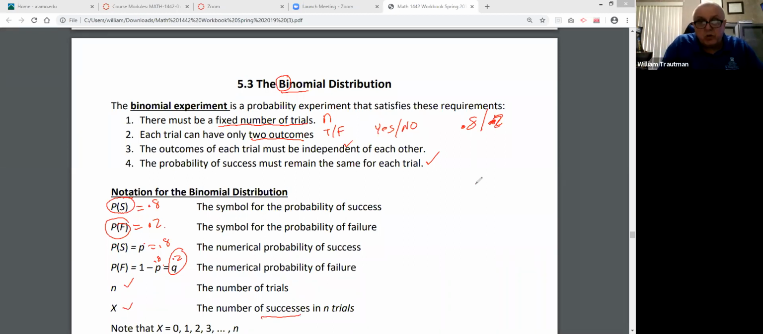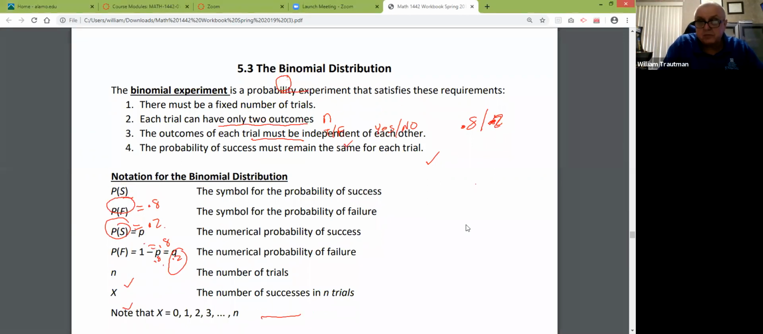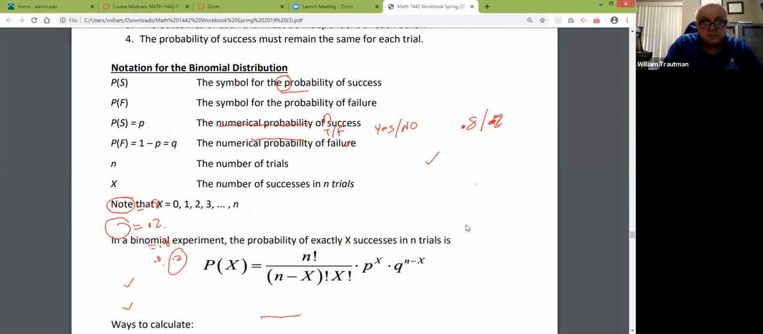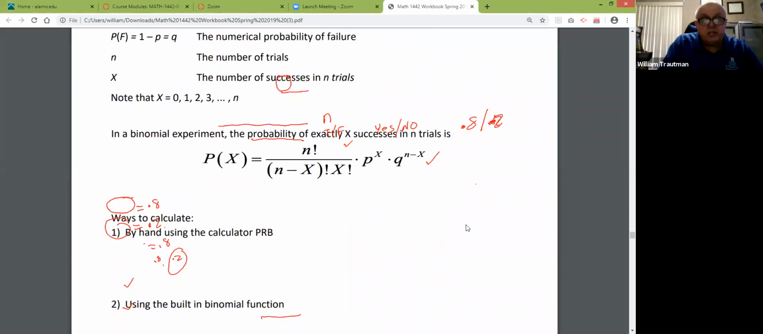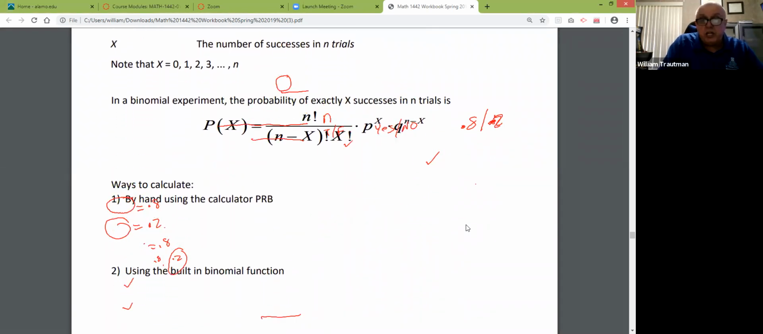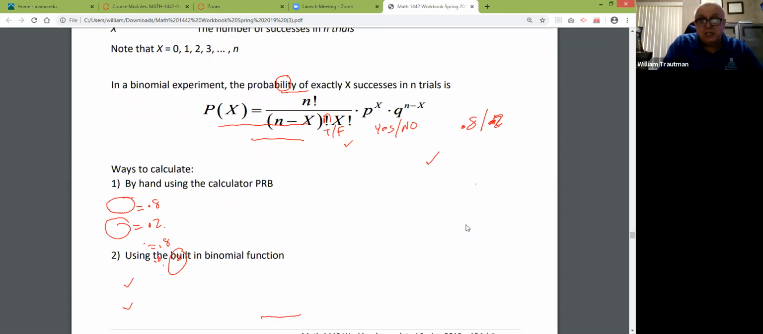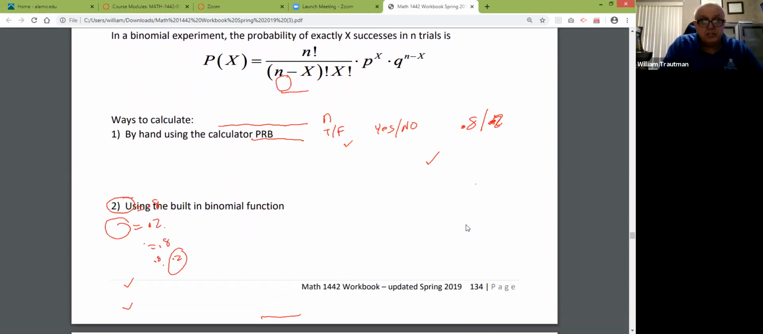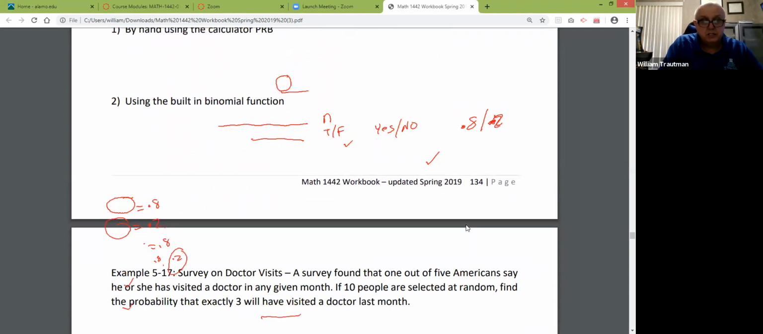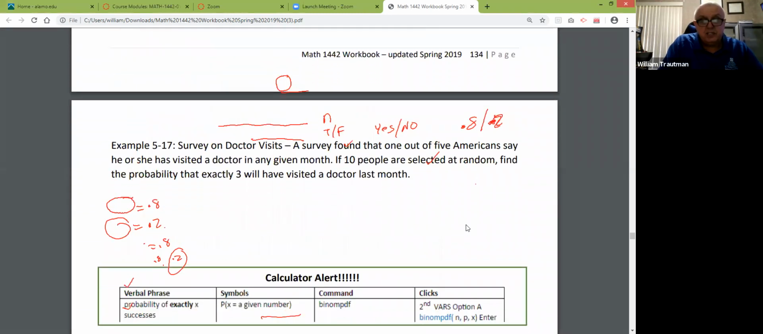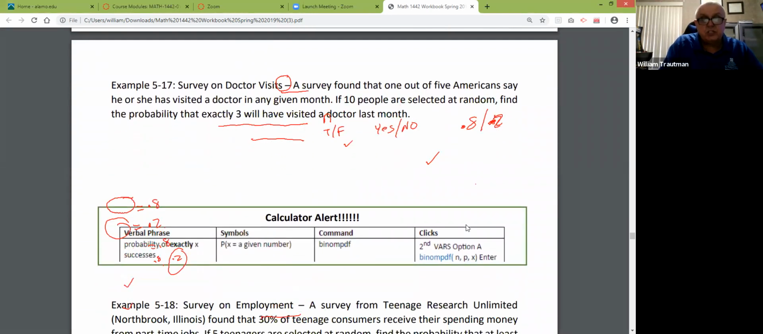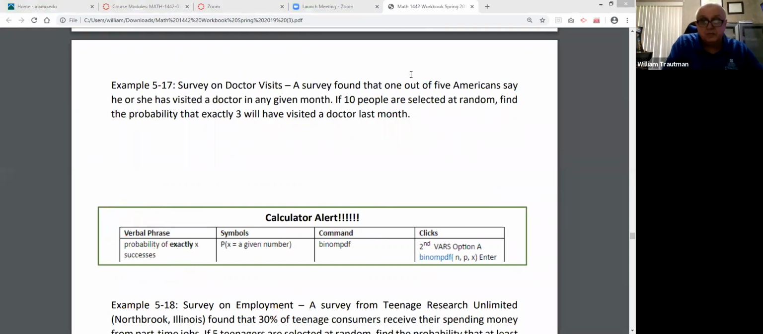And once again, we're using a calculator for this. And they have this drawn out formula. We're not going to do that. We're going to use our calculator. And here's the first question. And they even tell us, I think, how to do it on our calculator. Let's take a look here.